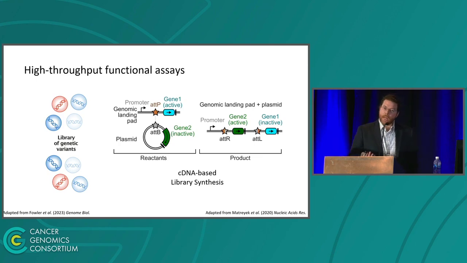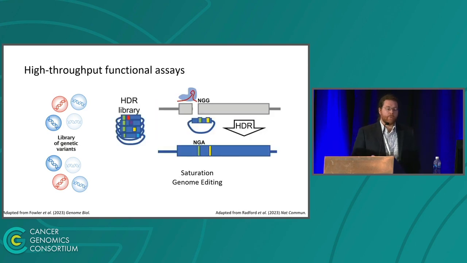We can use cDNA-based library synthesis, which we can either do ourselves using mutagenic PCR. You can order these from a vendor like Twist. There's a variety of CRISPR-based methods like saturation genome editing, where we can introduce CRISPR guides to make a double-strand break and then use a provided repair template to incorporate specific mutations that we've programmed in.